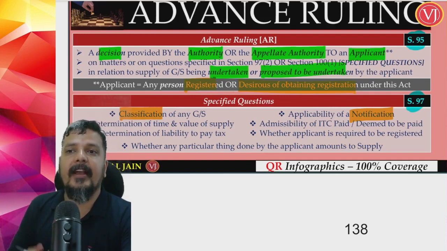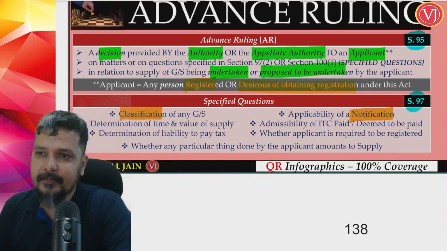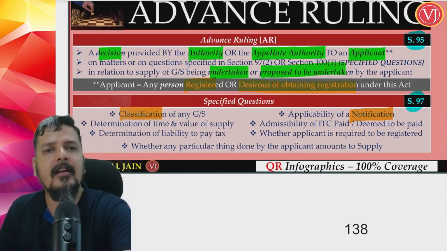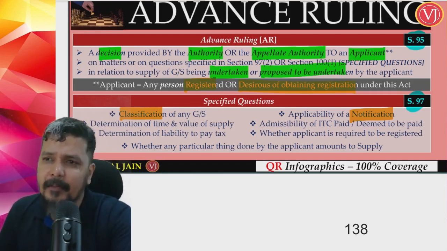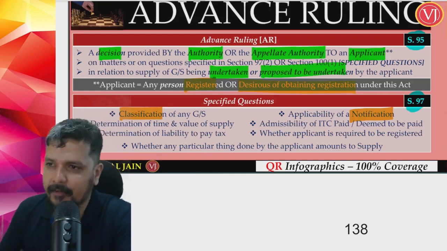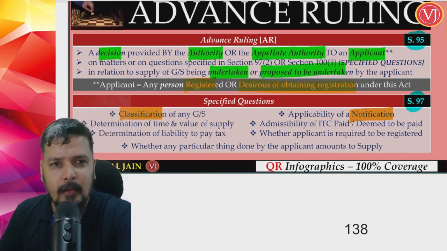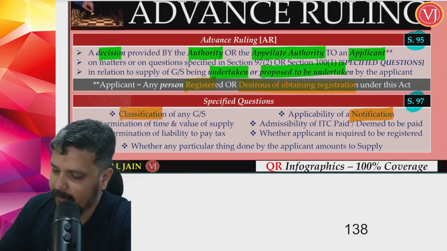Application of notification. Notification includes exemption notification. Any type of notification, whether exemption notification or other than exemption notification. It can be an RCM notification. RCM notification is not an exemption notification. It can be any such notification. That is the first part.